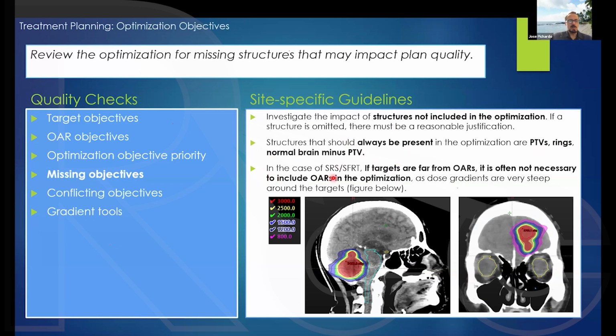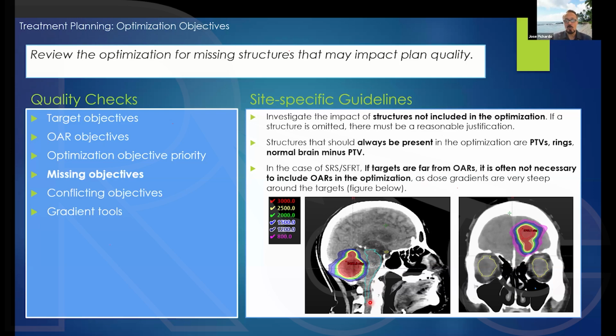Now, in the case of SRS and SFRT, if the targets are far from organs at risk, usually you don't put them in the optimization. Why not? Your gradients are going to be very, very steep. Here I'm showing you two examples of an SRS case near the brainstem and near the eyes of a patient. And you can see that the dose fall-off occurs very, very quickly, and you're getting very low dose to those structures. So you're not going to exceed the tolerance for those structures, typically.